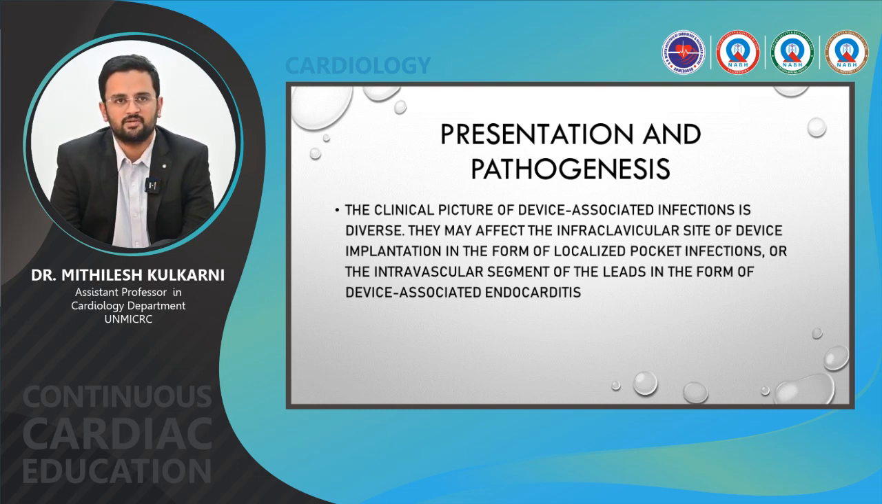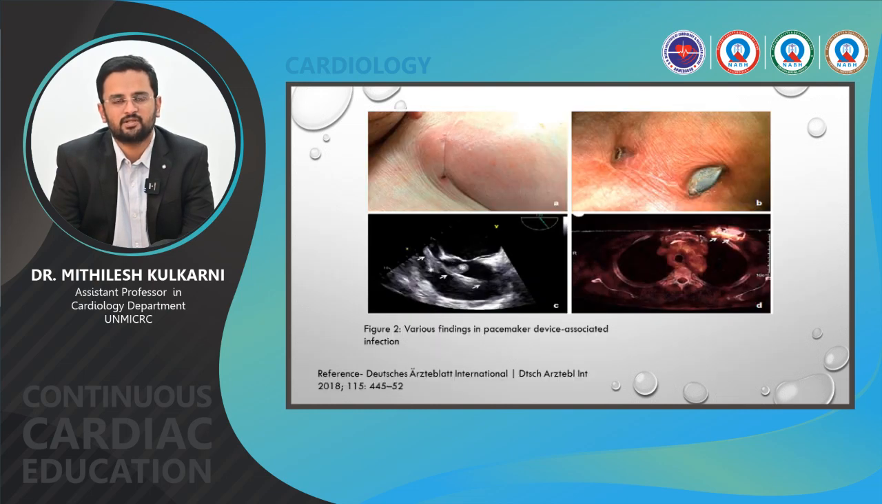So as you can see, the pocket site, in the first figure there is a swelling, there is an inflammation. In the second figure on the right side we can see that the battery has come out from the incision side. Next is the echo image which shows the vegetations, and again the last figure shows the pacemaker infection, that is the arrows that are there and we can see the infection. So here are the various findings in pacemaker device associated infection.